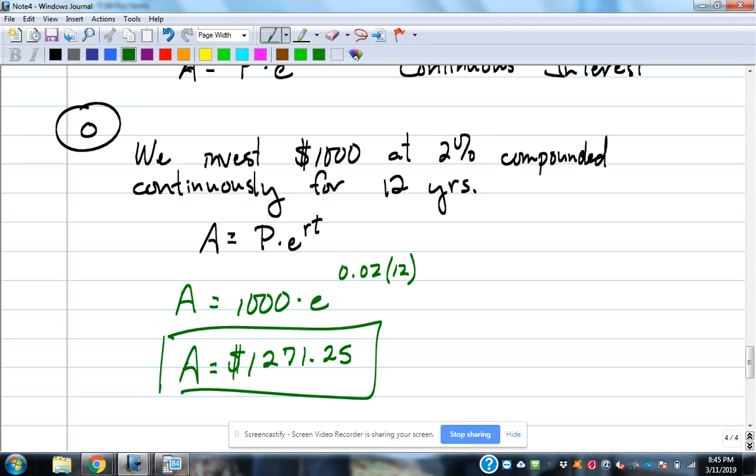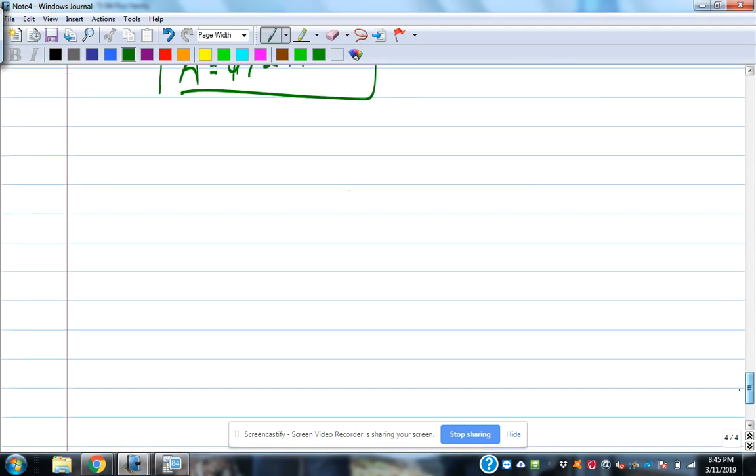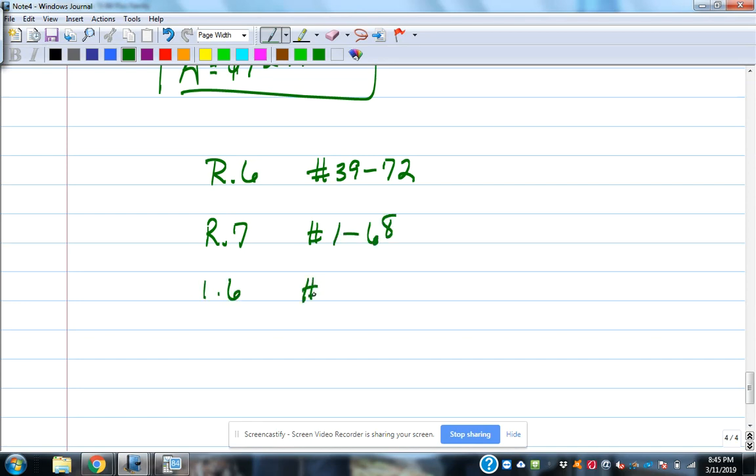So next week we'll have labs at the beginning. We will cover R6. If you do somewhere around number 39 through 72, if you do R7, somewhere around 1 through 68 of those. In 1.6, 35 through 76 will be good. 4.2 is the last thing we did. There's 100 problems in that section that you can pick from. Don't do all of them, but do some of those to get you ready for your Canvas quiz. Canvas quiz is out there for those 4 sections. It's got 66 problems on it.